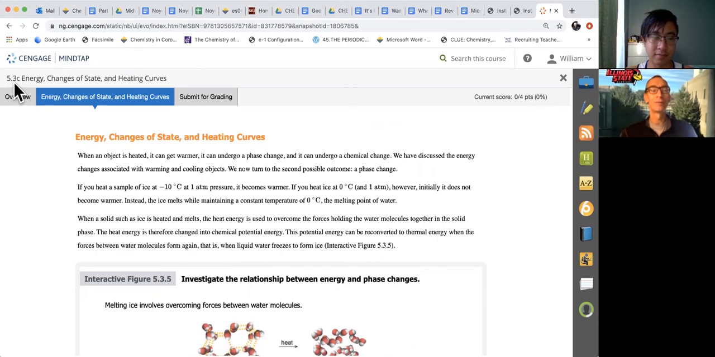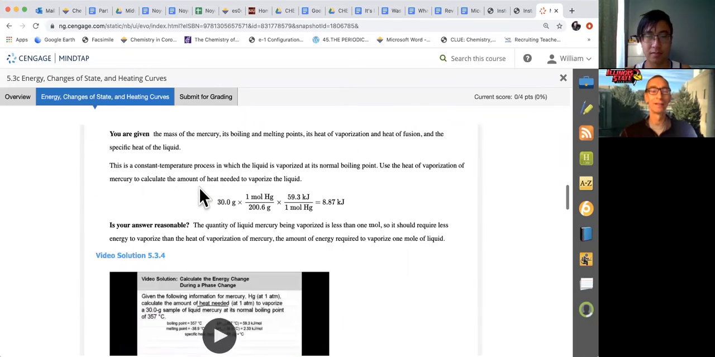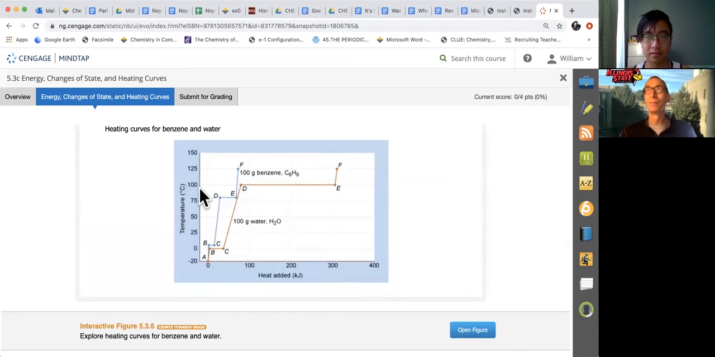In 5.3c, they talk about changes of state and heating curves and energy. And so I'm just going to go in there and try to make sense of what they've got. I think, like almost everybody on the planet, we know that when you heat up something, it gets warmer, right? I mean, what's the point? If it's not getting warmer, then you should stop heating. You need a new method.